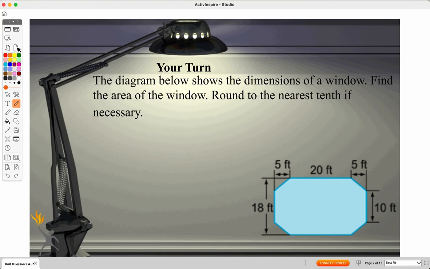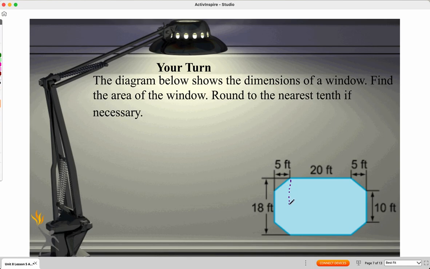All right, so again, we have these trapezoids. Now, one of the neat things about this is there are two of the exact same trapezoids. They're both 5 height, 18 for one base, 10 for the other. So instead of doing these as separate formulas for figure A, B, and C, I'm going to call these both figure A and figure B. So I have 2 times figure A plus figure B.